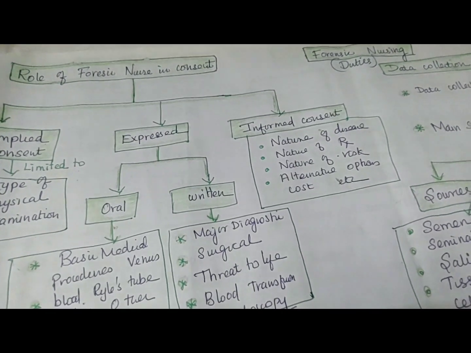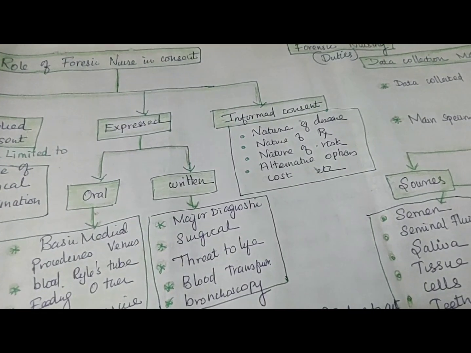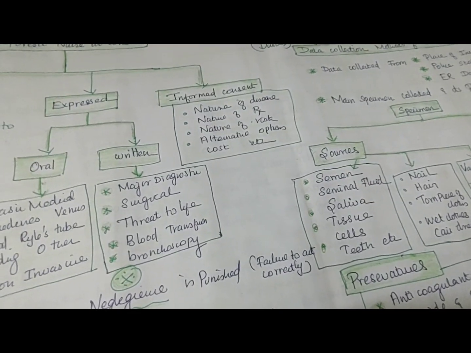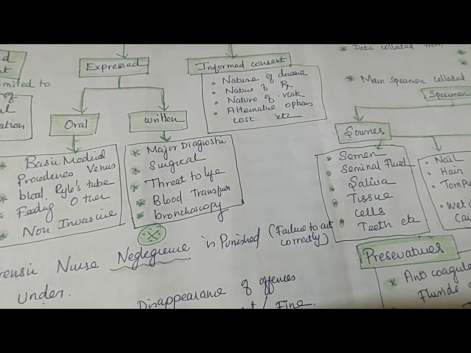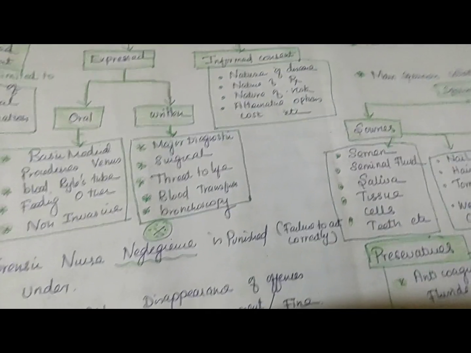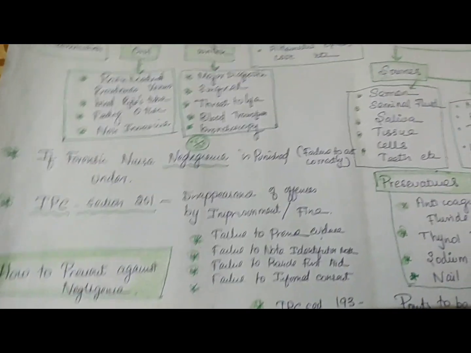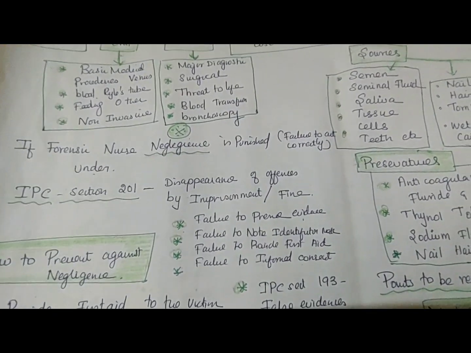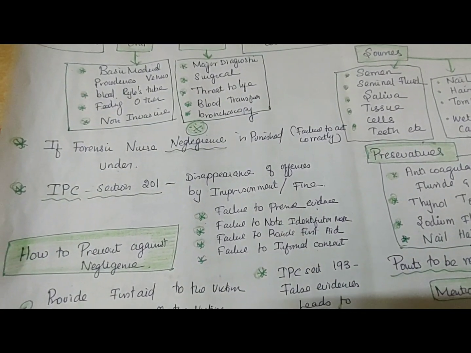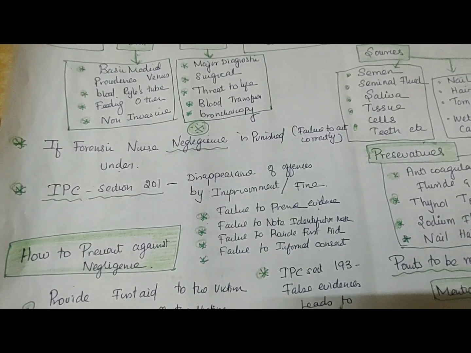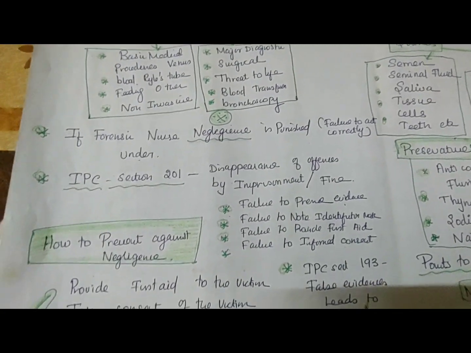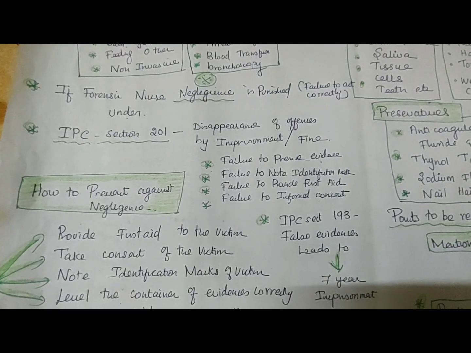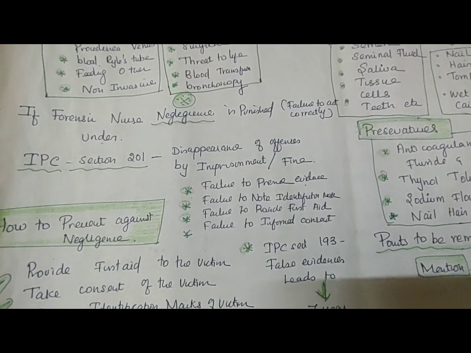So data collection is very important. Where is the place of data collection, we have seen sources, and how much amount she has to collect is an important aspect, and how the preservatives. If she becomes a negligent nurse, then negligence will be punished under IPC section 201. So we have to know how to protect ourselves and act vigilantly.